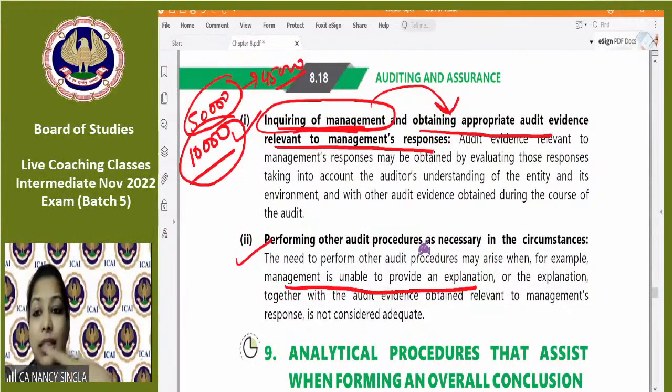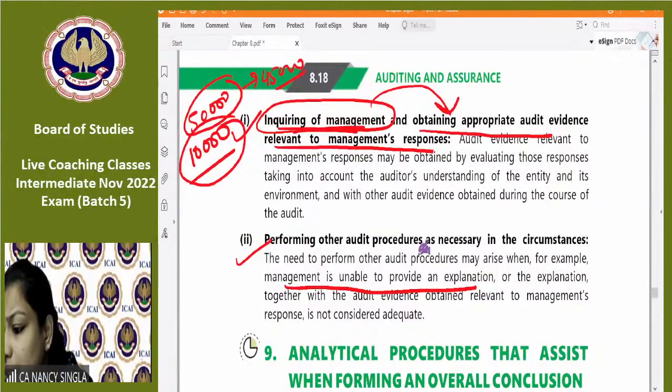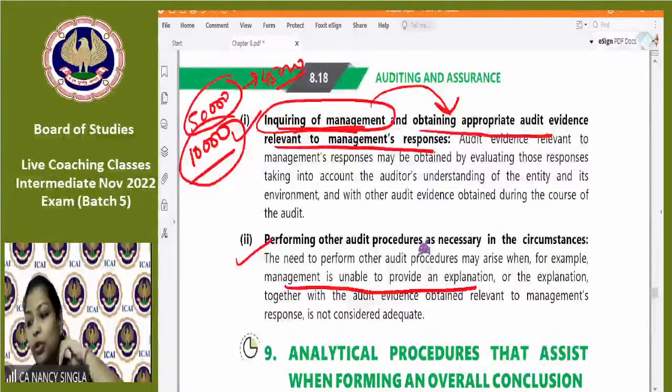Inquiring of management is discussing with management. Prathul, you must have done chapter number 3 now, whereby all the audit procedures were discussed in detail. ठीक है? So I hope your doubt is clear. हाँ, Prathul, by performing other audit procedure. What performing other audit procedure means, है ना?